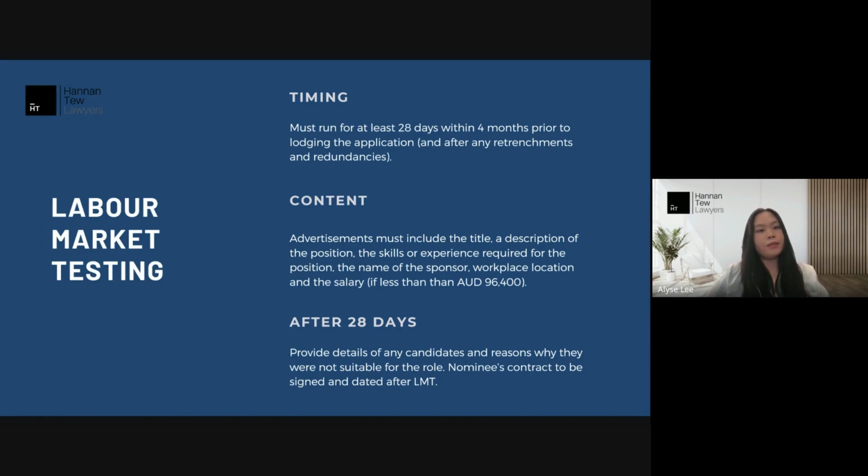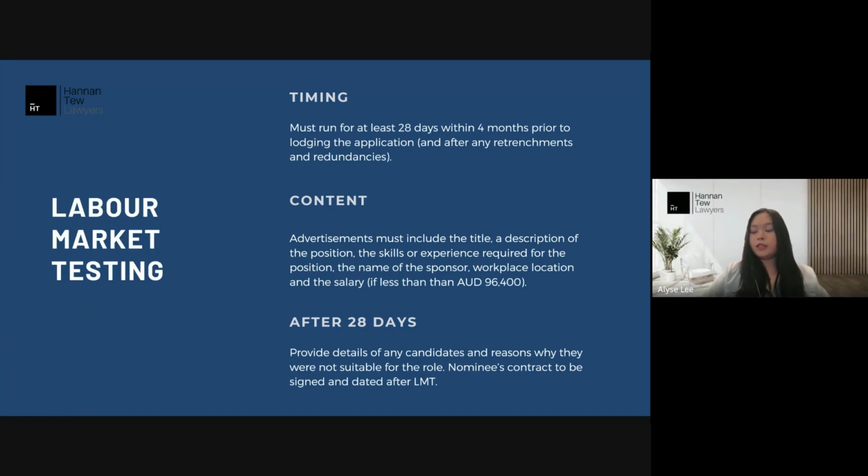The main requirements for labour market testing, the LMT, is that there needs to be 2 advertisements posted live on a national platform such as Seek or Indeed for at least 28 days, and they will need to be valid for 4 months from the date of posting. It must also be posted after any retrenchments or redundancies if there are any.